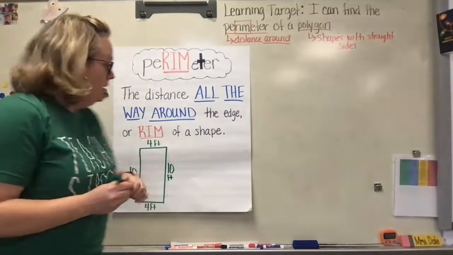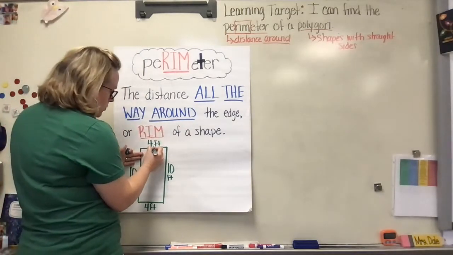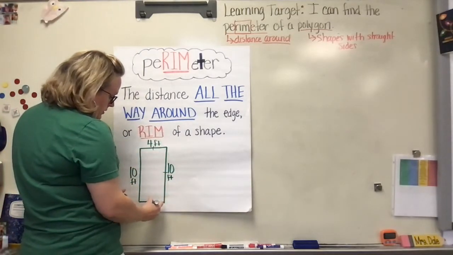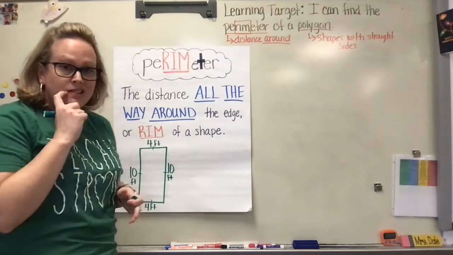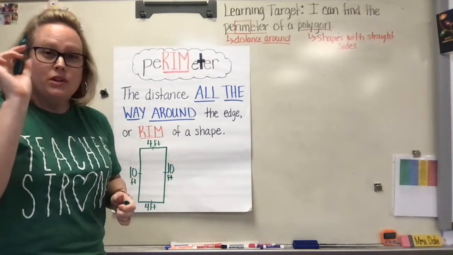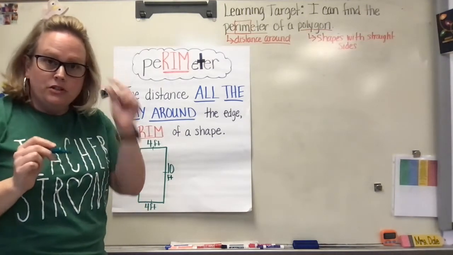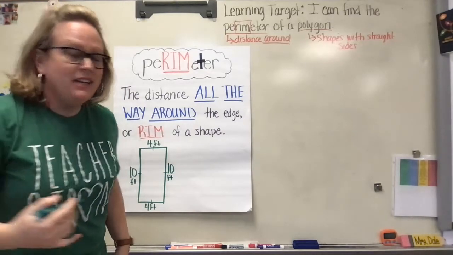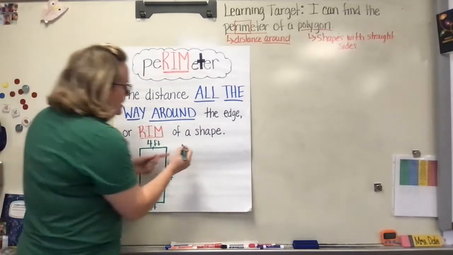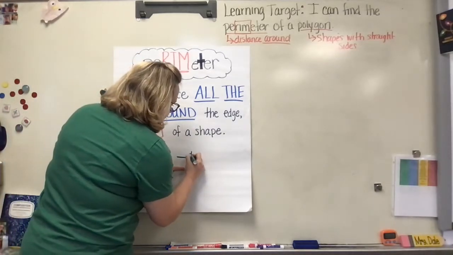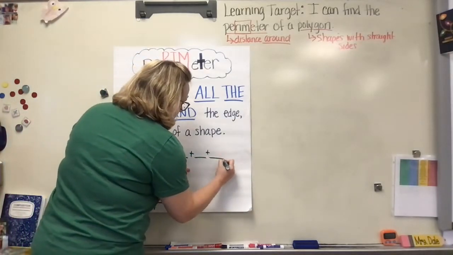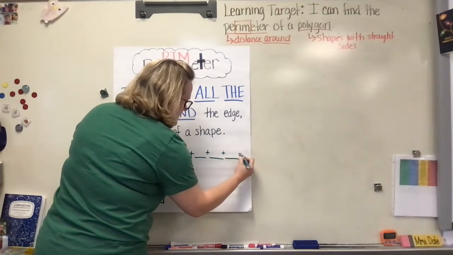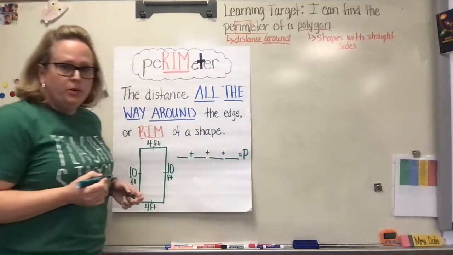There are 4. There's 1, 2, 3, 4 sides. You can even put your cursor and check them off when you're looking at an image on your screen. Really touch each side to decide how many sides there are. There's 4 sides, which means we're going to have to add up all 4 sides to find our perimeter.